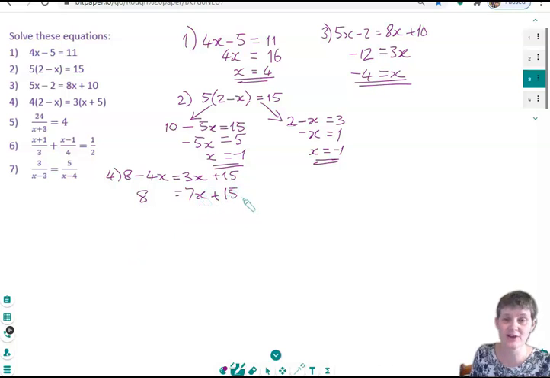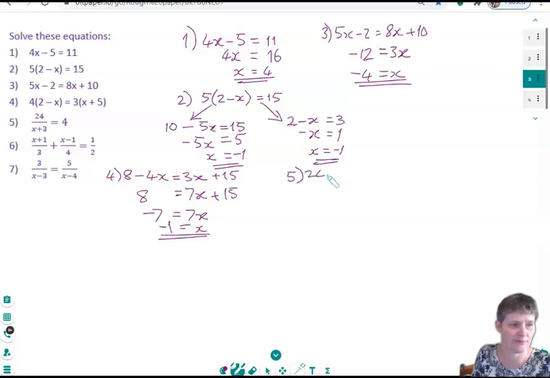And then subtract 15 from both sides. So the 15 disappears from the right. We're left with just 7x on the right. And you've got 8 minus 15 on the left, gives you negative 7. And then divide both sides by 7, so you get x is negative 7 divided by 7 is, of course, negative 1 again.